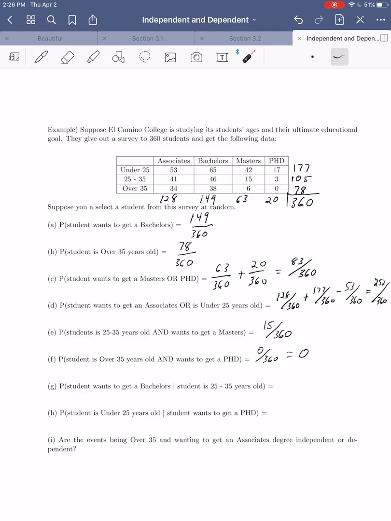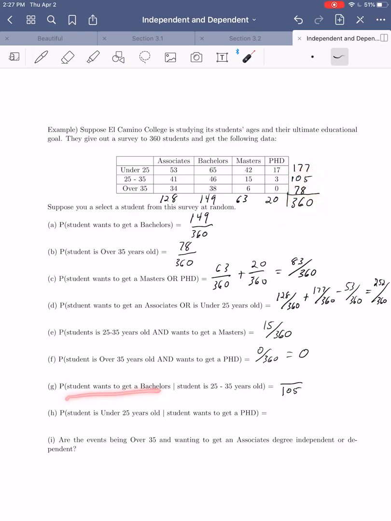All right, all of these here were just basic probabilities, just to give you guys a little bit more practice with that. Now, we've got a couple probabilities that have these conditionals on here. So we have this extra information. So the first one is we want the student to want to get a bachelor's, and we have the extra information that they are 25 to 35 years old. So we know they are 25 to 35, so we know they're in this group here. That means they are one out of those 105 people. So the denominator here is going to be 105, instead of 360, because we're not from the overall survey, we know that they are 25 to 35.